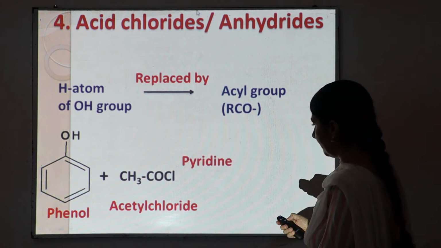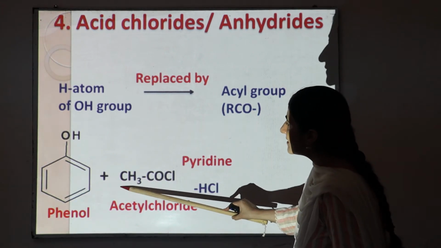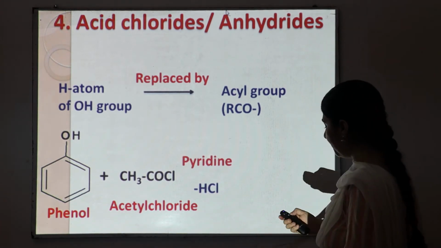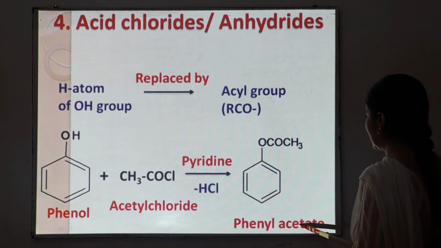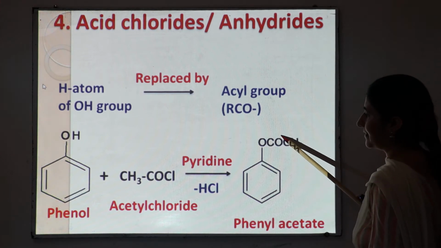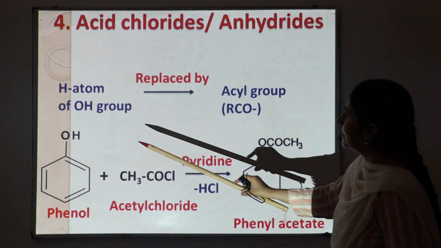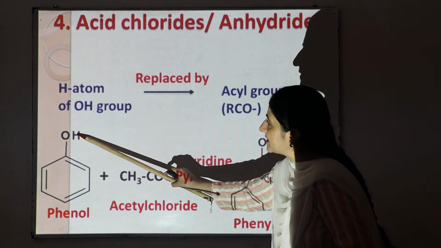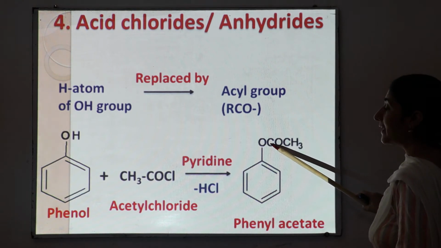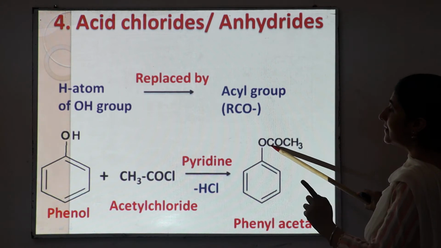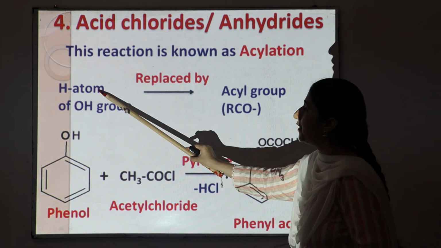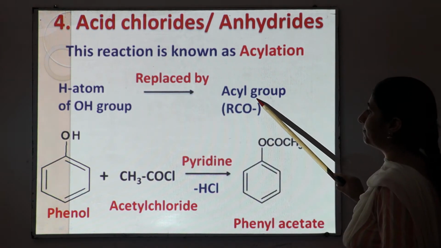HCl. And the remaining CH3CO group is attached to this oxygen to form phenyl acetate, which is the ester, the phenyl ester. In this case, the H positive of the phenol is replaced by the acyl group, RCO group. That is why this reaction is known as acylation, because of the replacement of the hydrogen atom with the acyl group.